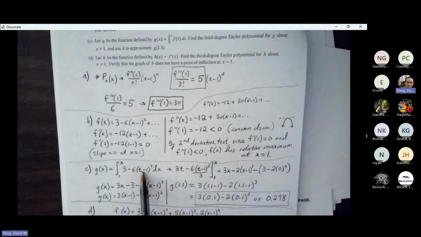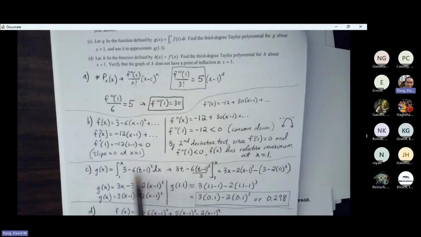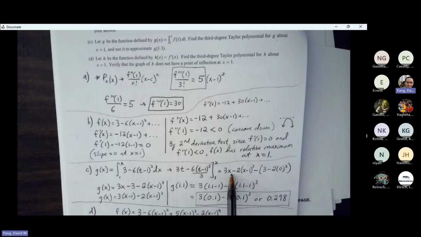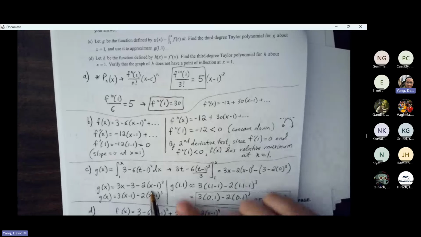So I can think of this as 6u squared, 6u cubed over 3, replace the u back in terms of t, plug in my upper bound and lower bound. I get 3x minus 2 times x minus 1 cubed, minus lower bound, I get 3 minus 0. So g of x is this.